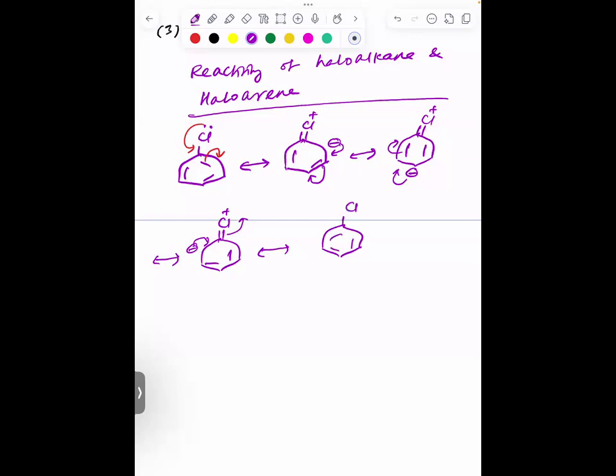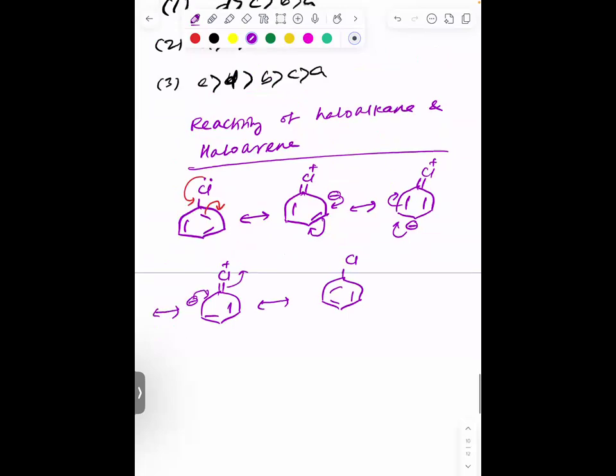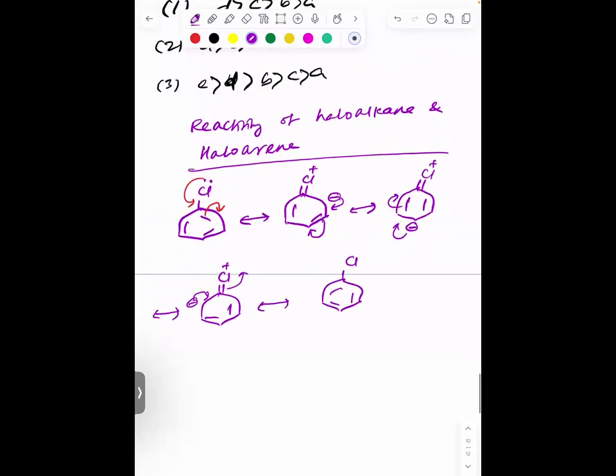Okay, quickly note down the resonance structure of chlorobenzene. Then we will explain. Quickly write, students. The resonance structure of chlorobenzene.